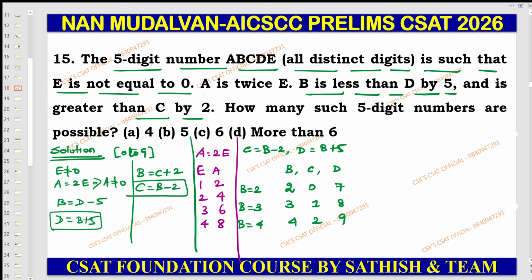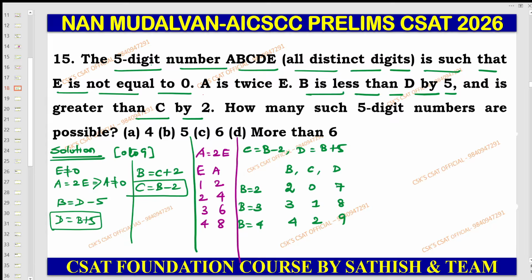Anything else possible? If you place B is equal to 5 here, what would happen? The result becomes 10. It is not a digit. It's a 2 digit number. Everyone understood? So these 3 alone are possible for B.